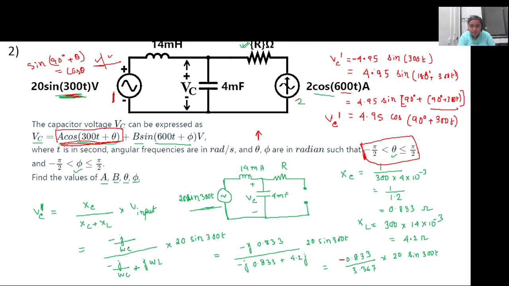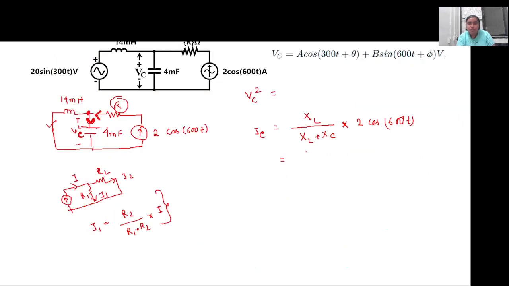Ma'am, I have one doubt. We used the superposition theorem. First we removed the current source and considered only the voltage source. The voltage source has 300t, so we used omega as 300. In the second step, we used only the current source, which has 600t. Can we again find XL and XC with omega as 600, or do we use the XL and XC we already found? Which XL XC is used, ma'am?